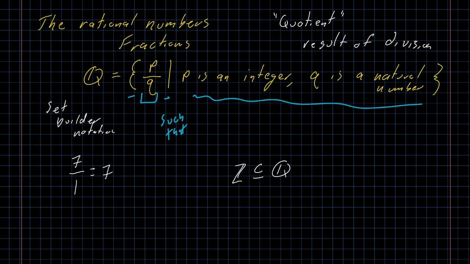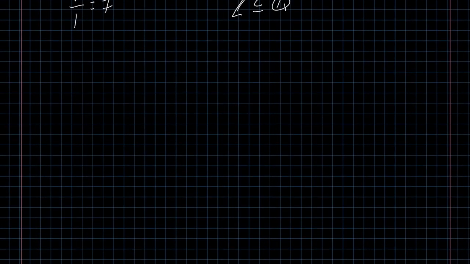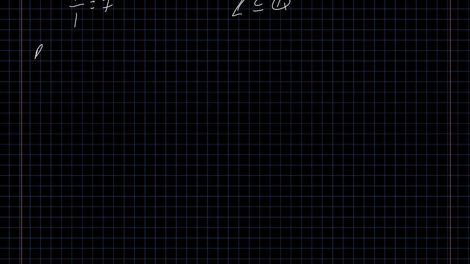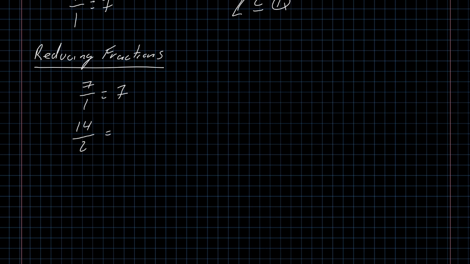Of course, one of the downsides of working with this definition is that it actually multiply defines every rational number, because 7 divided by 1 is 7, and 14 divided by 2 is also 7, and 21 divided by 3 is also 7.